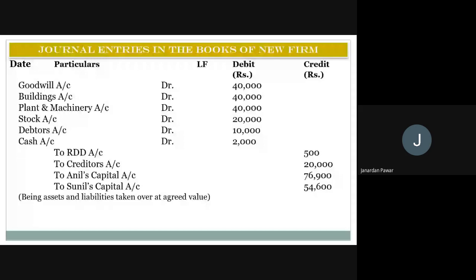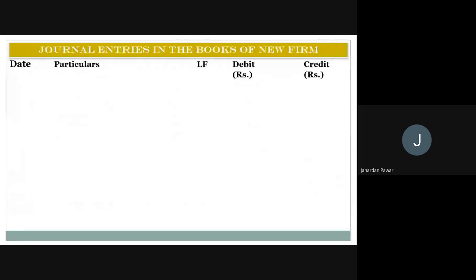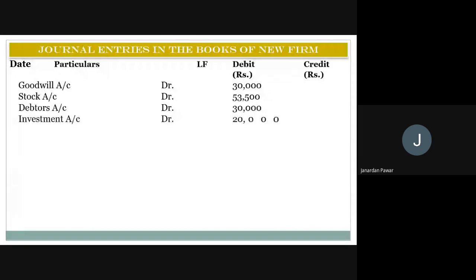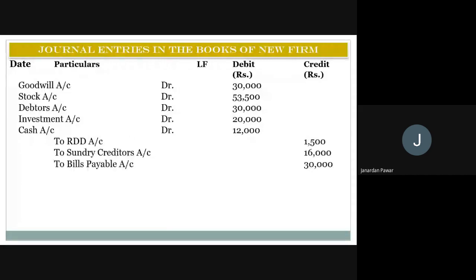Then the next journal entry, that you can see on your screen: Goodwill account debit rupees 30,000, stock account debit rupees 53,500, debtors account debit rupees 30,000, investment account debit rupees 20,000, cash account rupees 12,000, RDD rupees 1,500, to sundry creditors rupees 16,000, to bills payable rupees 30,000, to Ram's capital rupees 64,500, and to Sham's capital rupees 33,500. The narration will be: being assets and liabilities taken over at agreed values.